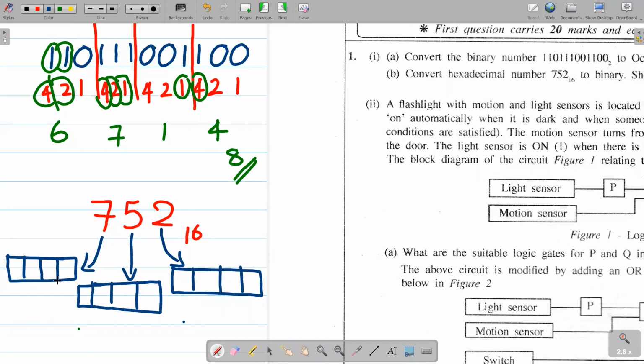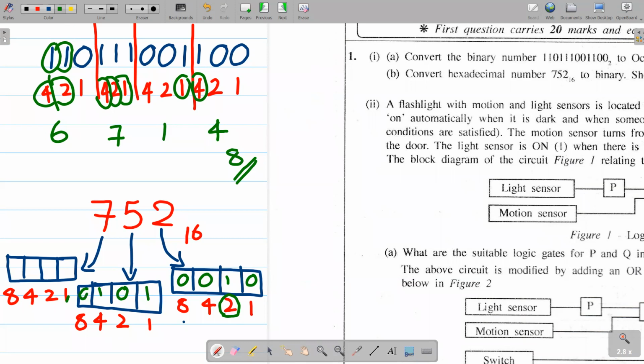Right, and each and every place is going to give you a mark. The place values are 1, 2, 4, and 8. This goes the same way, 1, 2, 4, and 8, and this goes the same way, 1, 2, 4, and 8. So 2 can be created using only 2, right? 0, 0, 1, 0 will give you the value of 2. 5 can be created as a 4 and a 1.